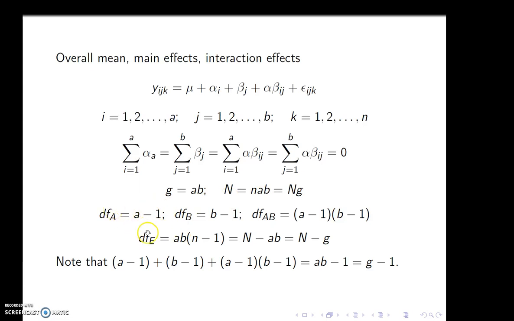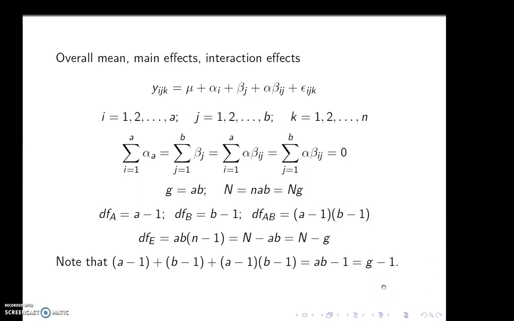The degrees of freedom for A is A minus 1. Degrees of freedom for B is B minus 1. Degrees of freedom for the interaction AB is (A minus 1)(B minus 1). So this part we'd already seen, this row. But what about that error? Before it was N minus G, or now we call it N minus AB. Well, that is just A times B times (N minus 1). And that makes a lot of sense, right? The math is pretty easy. Just plug in NAB here and factor out AB. So notice (A minus 1) plus (B minus 1) plus (A minus 1)(B minus 1) is equal to AB minus 1, which before is what we called G minus 1.